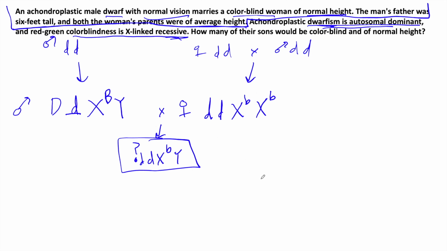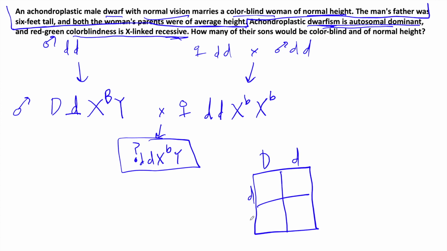But honestly, the easier way to do it would be to do each gene separately as a 4 square for this particular problem. So let's say I do a 4 square for the D's. Dad had big D, little d. Mom had 2 little d's. So big D, little d, big D, little d, little d, little d, little d, little d. And I want to know what's the chance that the son is 2 little d's. Well, that would be 2 out of 4, or 1/2 chance for the D's, for that form of dwarfism.